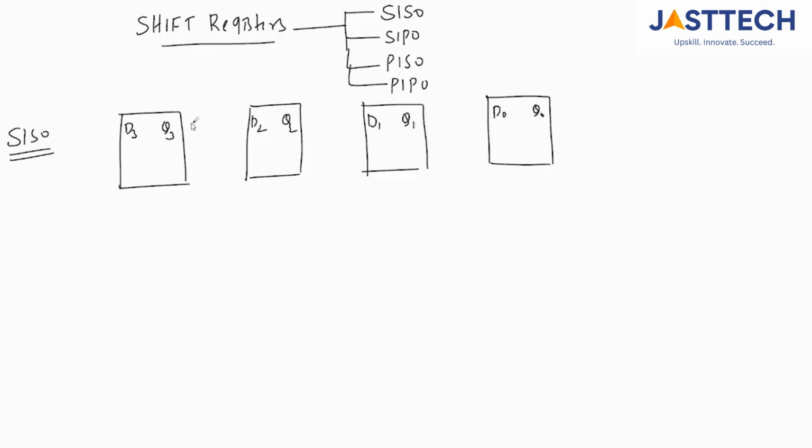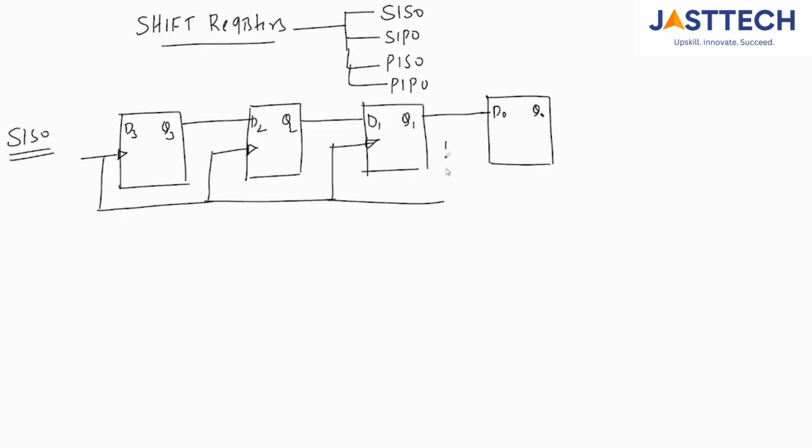So this is connected. Q3 is connected to D2, Q2 is connected to D1, and Q1 is connected to D0. As this is a synchronous sequential circuit, a common clock is given to all the flip flops. And from here you are giving the data, like 111. So this is my SISO.